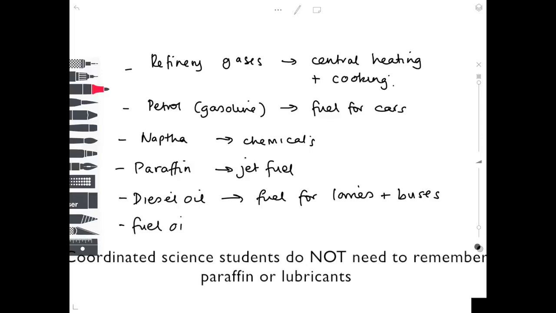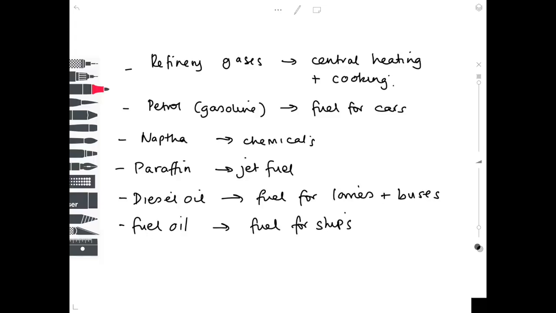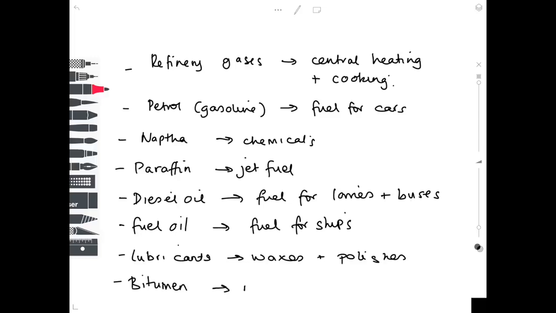Getting longer again with our carbon chain, we have fuel oil, which is fuel for ships. We also produce lubricants, which are slippery and therefore used in waxes and polishes. And then the last fraction is bitumen. It's black and sticky, and we can use it in road surfacing.